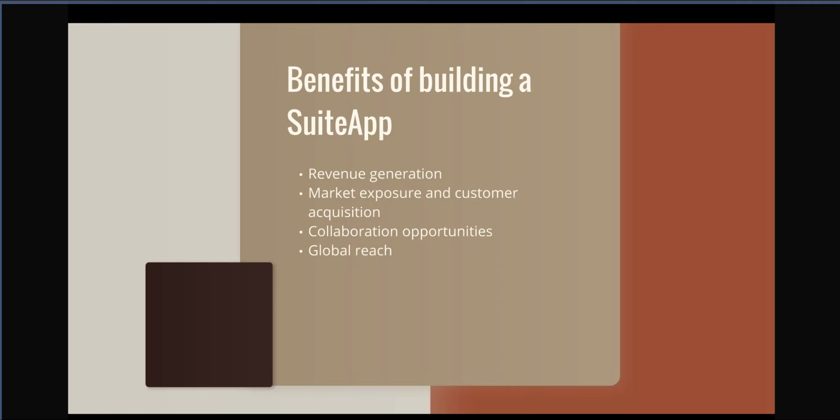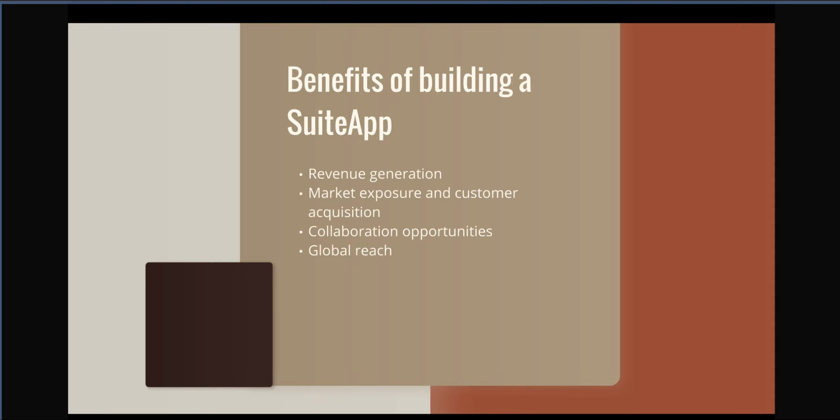The second benefit is market exposure and customer acquisition. So the SuiteApp marketplace is a centralized hub where NetSuite users actively look for solutions, and listing a SuiteApp here increases its visibility and exposure along with your company's exposure to potential new customers.